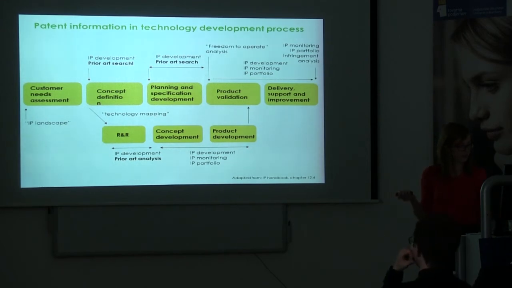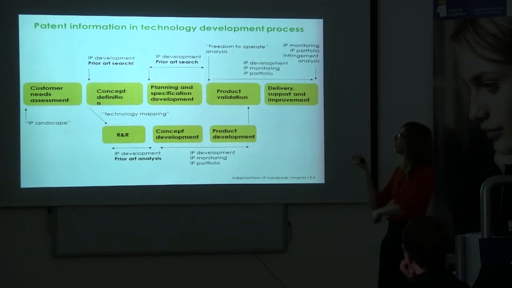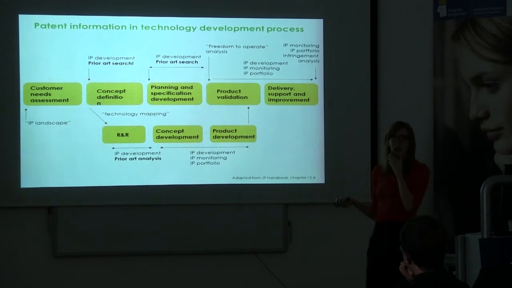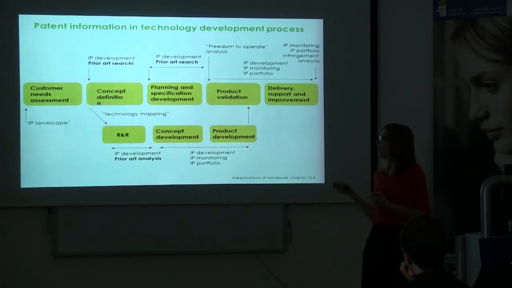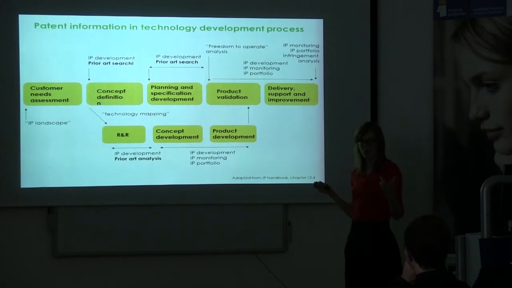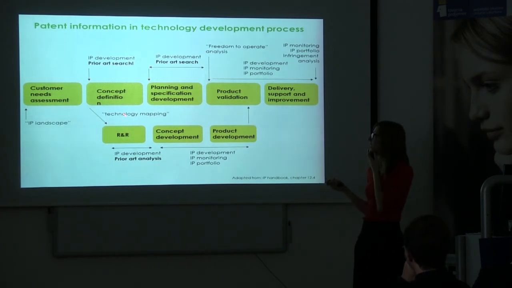And if we just look at the usual technology development process, that's kind of a simple scheme of how you can use all of these searches and information at a certain point of this process. So when you are looking for how you can fulfill a need you've identified, these IP landscapes are very handy. Then in concept definition, and that goes for research in academia and in industry, when you're looking for ideas, it's good to know what exists in patent databases.